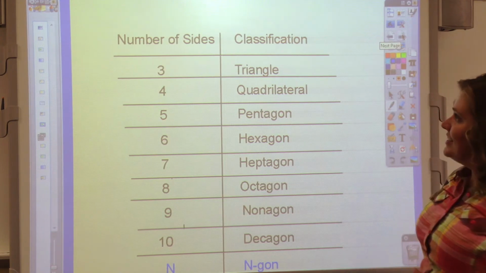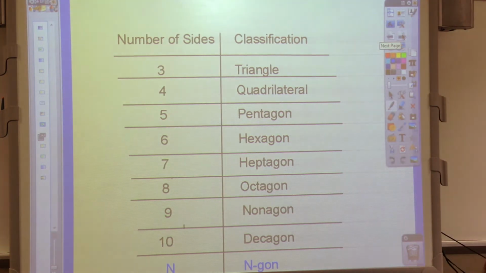The number of sides. Let's go ahead and write this down. If you have 3 sides, it's a triangle. 4 sides, quadrilateral. We have several quadrilaterals. 5 sides, pentagon. I'll let you go ahead and fill that in. When you're done, go ahead and press play again.